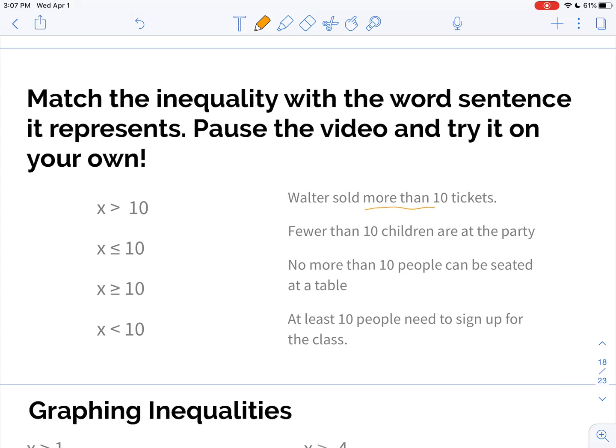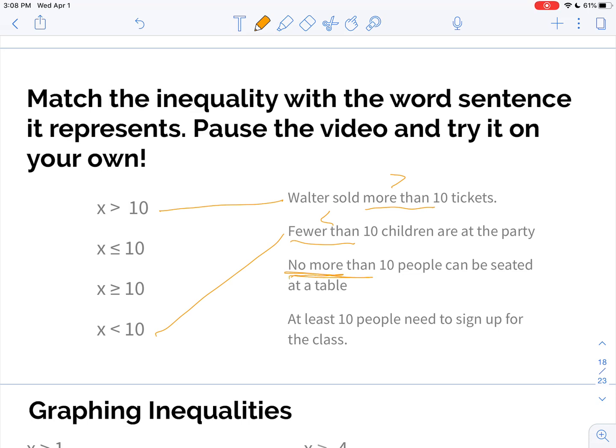So Walter sold more than 10 tickets. So "more than" would be the greater than symbol. So we're doing X is greater than 10. So fewer than 10 children are at the party. So "fewer than" is the less than symbol. So this one would go to X is less than 10.